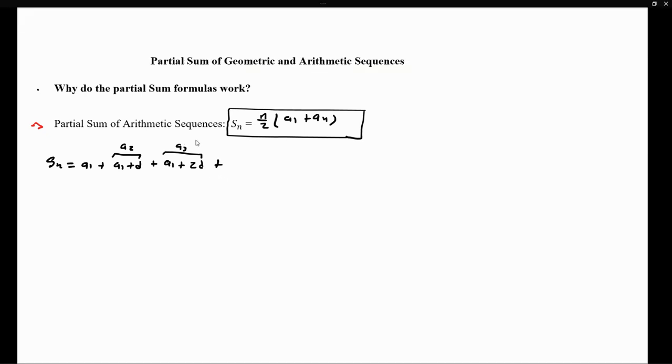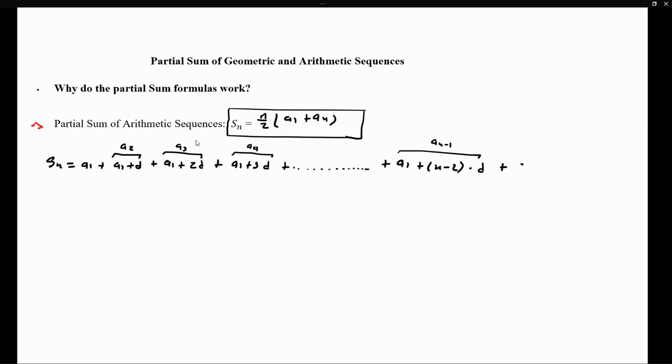Then we need to add the next term. So we need to add the fourth term, but notice that we can use this expression to define the fourth term. And since we want to find s of n, or the nth partial sum, we're just going to add a bunch of other terms until we reach the second to last term, where the expression that I'm going to use is a1 plus n minus 2 times d. So this will be equivalent to the a of n minus 1 term.